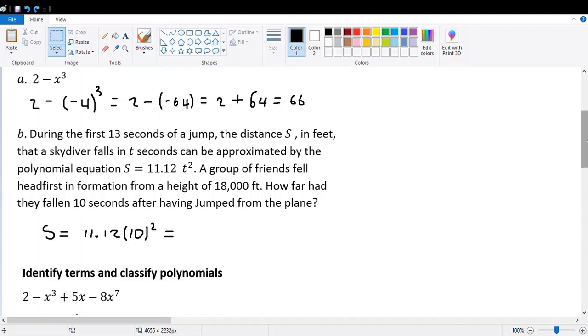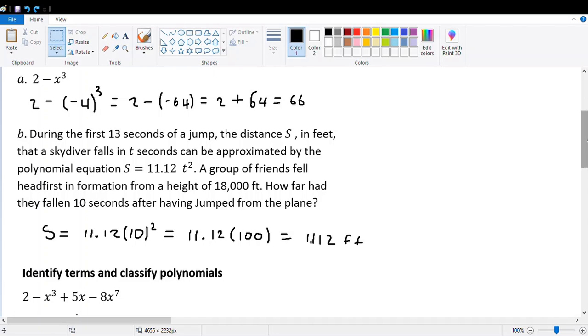Then 10 squared is 100. Then 11.12 times 100, of course, is 1,112 feet. That is the answer for this word problem. How far is the question? Then the answer is going to be: the group of friends are 1,112 feet from the plane 10 seconds after the jump.